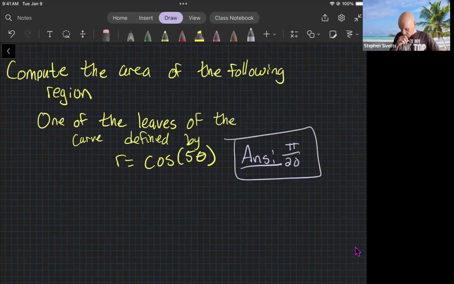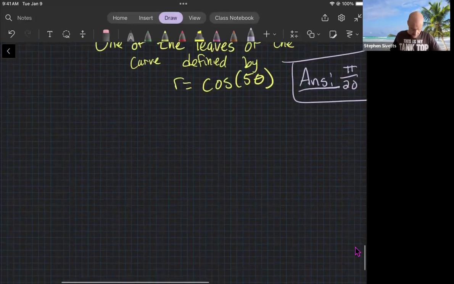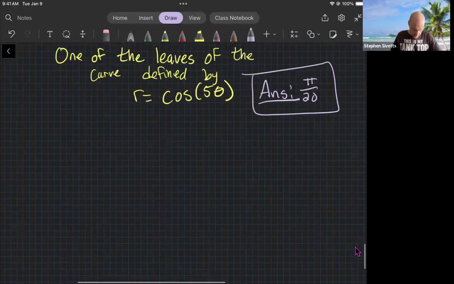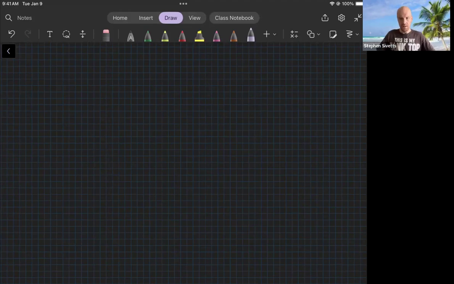Make sure you do that one. Make sure you work it out. And let's see, I just want to double check that I have the function right.